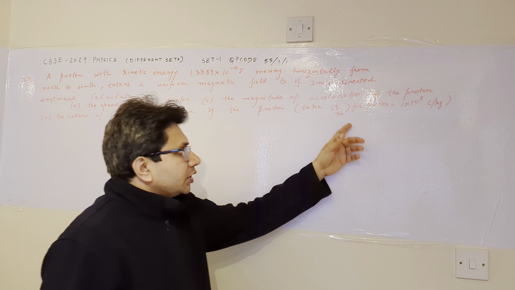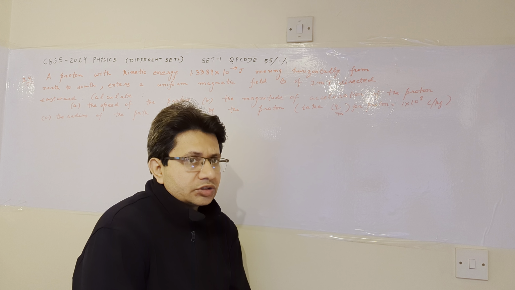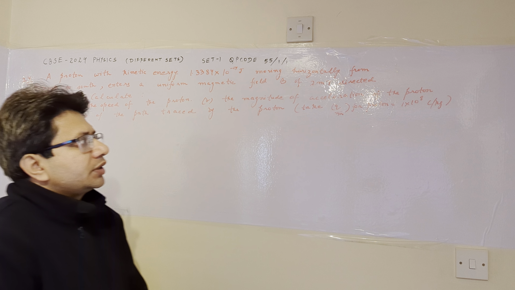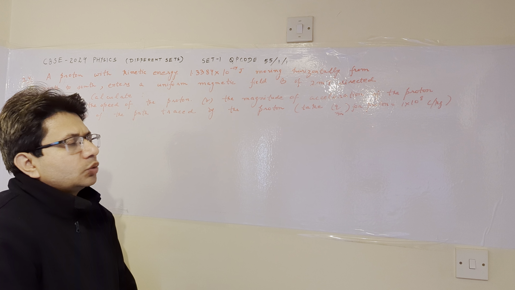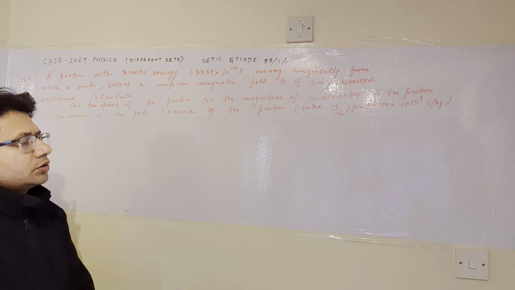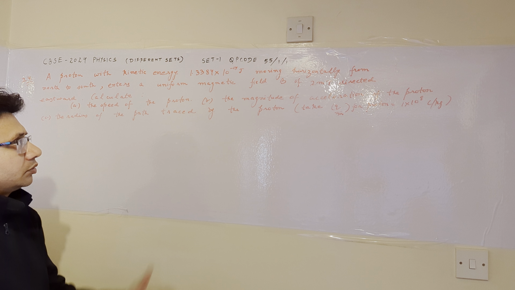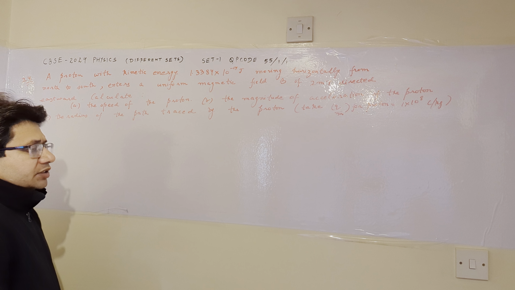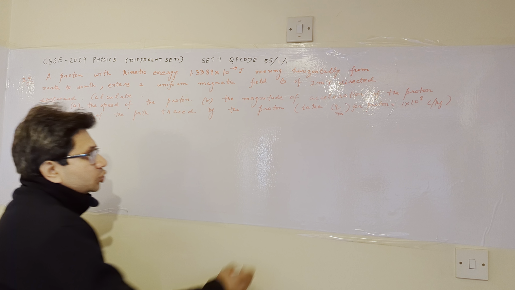Take the Q upon M ratio for proton equal to 1 into 10 raised to the power 8 coulomb per kg. So the problem is based on the topic magnetism, or the magnetic field. A few basic concepts are used here.